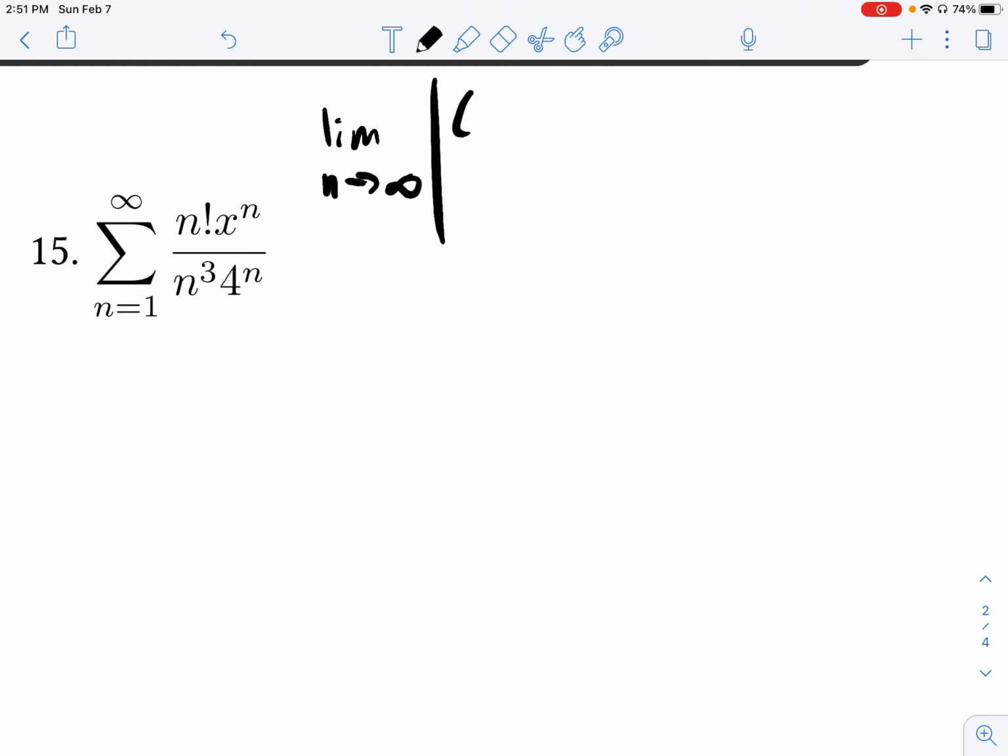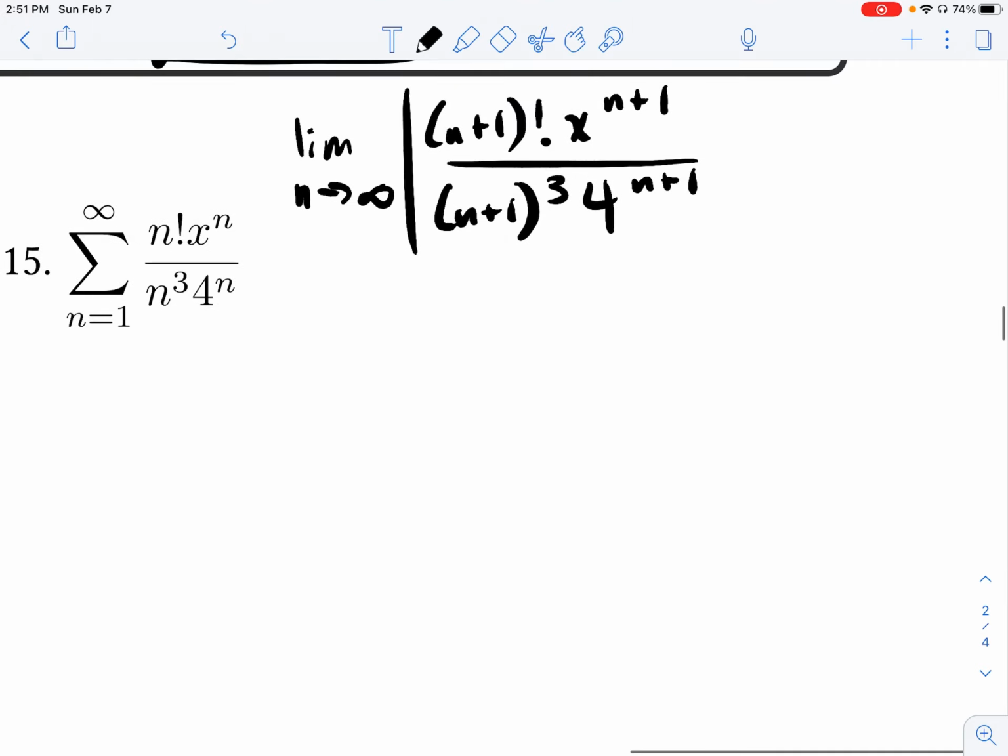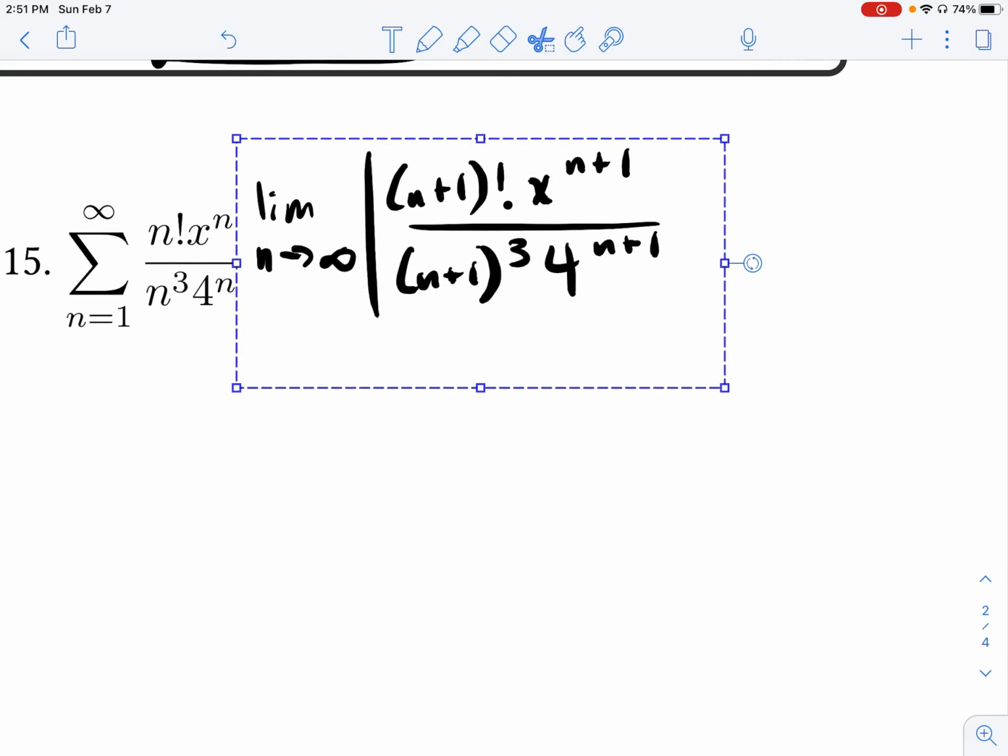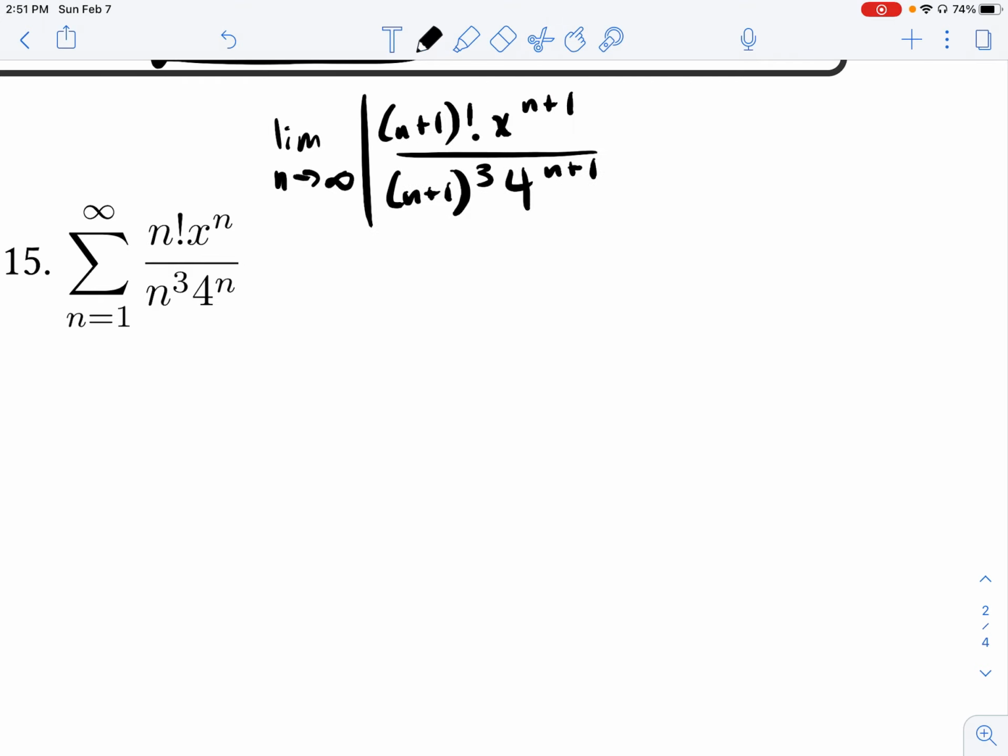Deep breath. N plus 1 factorial times x to the n plus 1 all over n plus 1 to the third times 4 to the n plus 1. Now we've got to multiply all of that. So I'm going to actually move this. Let me make this a little bit smaller. And now we're going to multiply that by the reciprocal of a sub n. So that's n cubed times 4 to the n all over n factorial times x to the n. Okay. All right, I think I got everything.